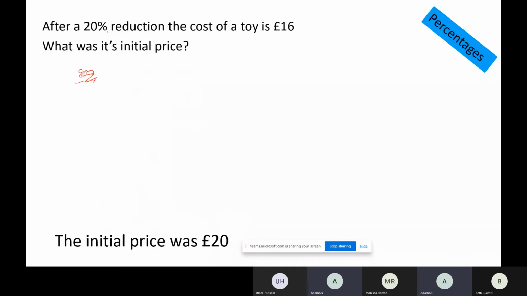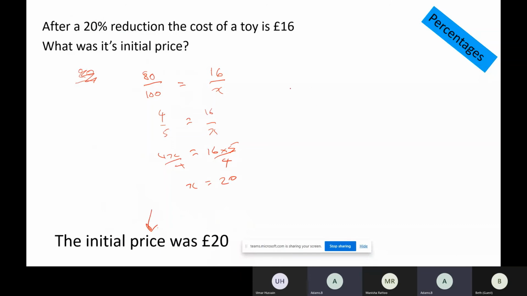Sorry, after a 20% reduction, so I've got 80% left. So 80 out of 100. The toy is £16, so what was its initial price? 16 over x. 8 over 10, 4 over 5 is equal to 16 over x. So 4x is equal to 16 times 5, divide by 4, divide by 4, x is equal to 20. So we then write our comment, £20.